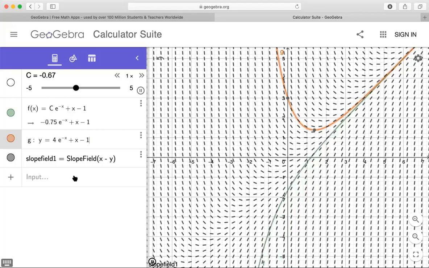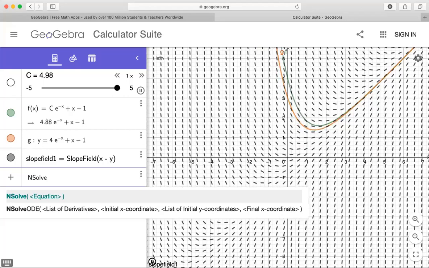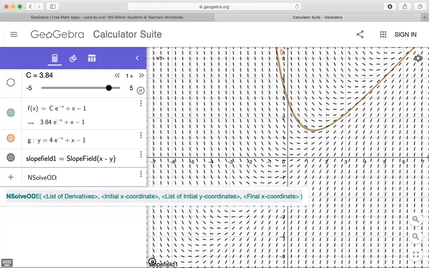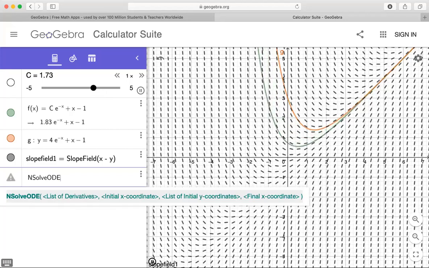So, and that's a nice way to think of it. We can actually look at solving this differential equation numerically. There's a function called NSolveODE in GeoGebra, which gives us a numerical solution of this ODE. And we need to provide it a list of derivatives, an initial x coordinate, a list of initial y coordinates, and then a final x coordinate.